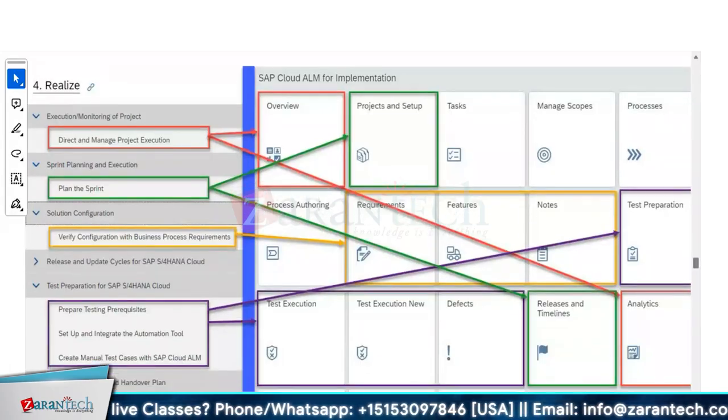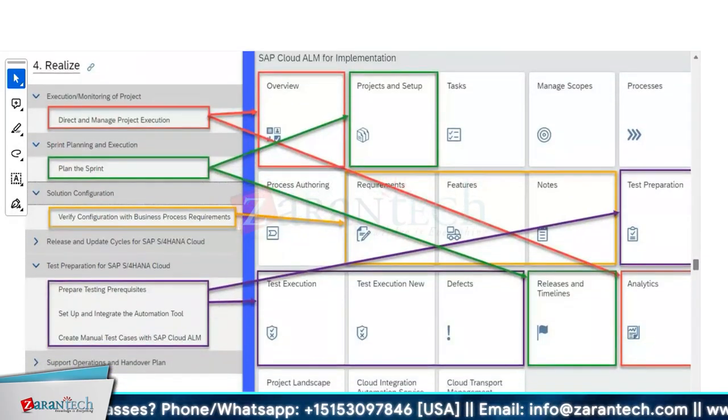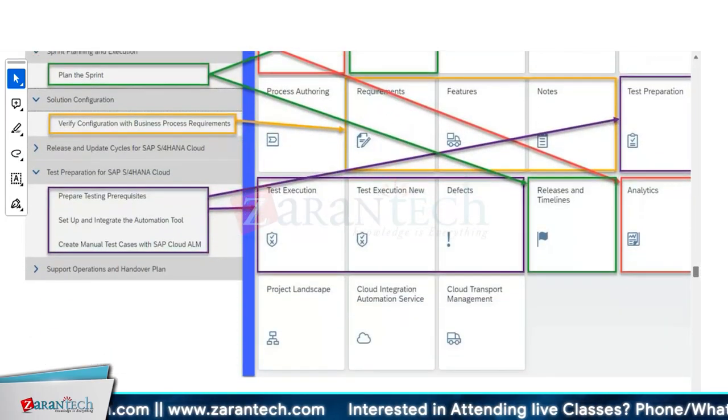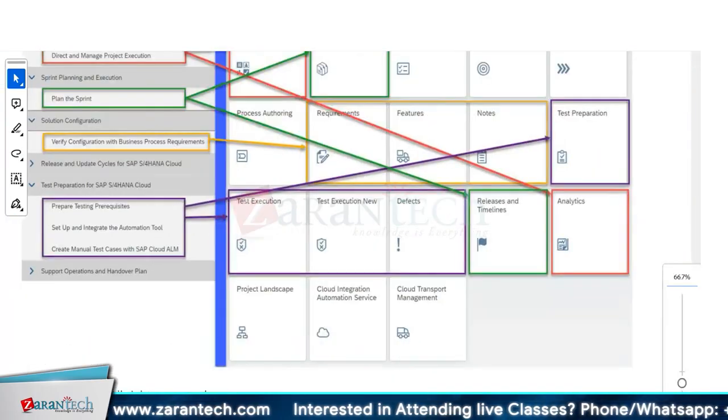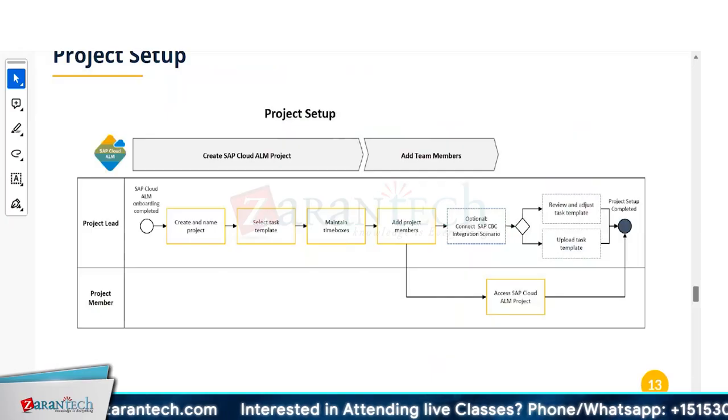Again, for testing, for test preparation you have test preparation, test execution, then defects, right? So when you're doing testing in the realize phase, you will start with test preparation, then you have to execute, then if there are execution errors or there is test failure, you will create defects. So everything is kind of integrated with the different areas of Cloud ALM. Okay. So this is a small overview of the project setup, right?